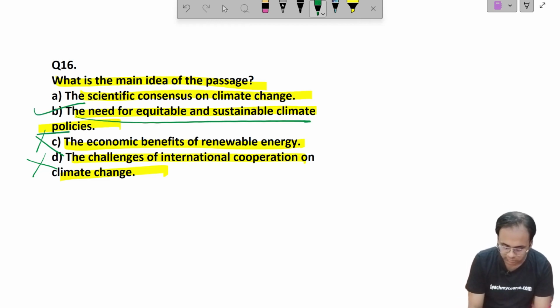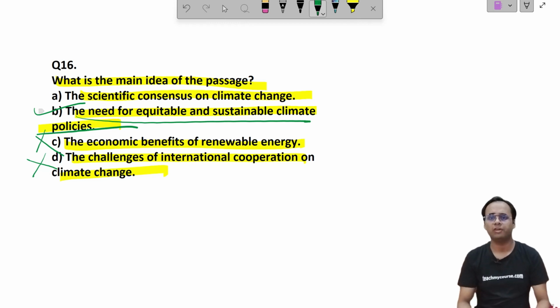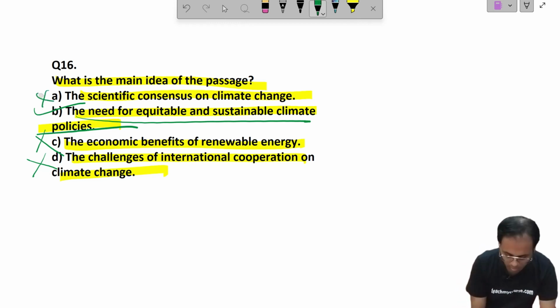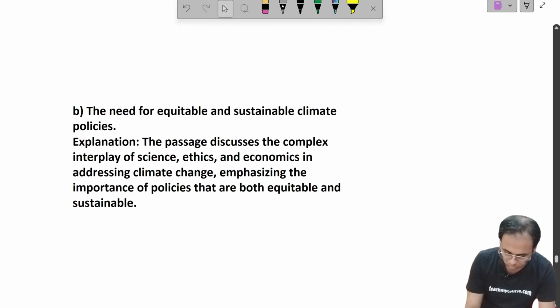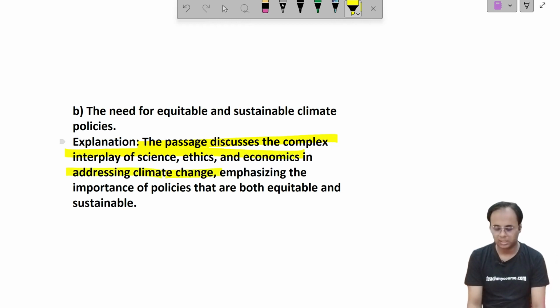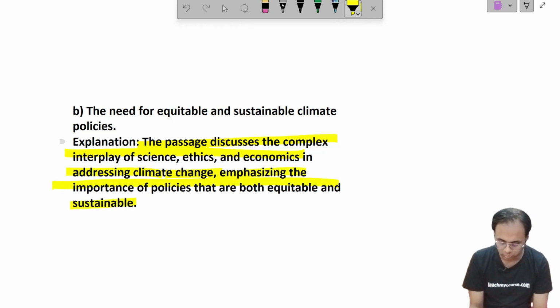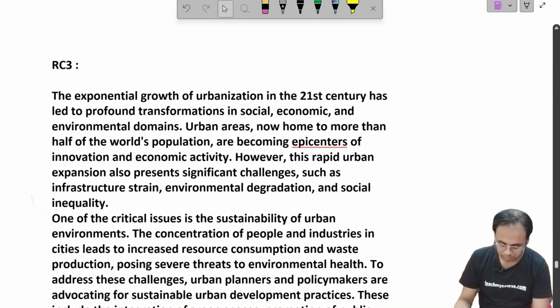The need for equitable and sustainable climate policies, because we have to adopt a policy by which everyone can benefit. So option B is the right answer here. Okay, let us see the explanation. The passage discusses the complex interplay of science, ethics and economics in addressing climate change, because in the passage we have seen all the aspects: it should be ethical, it should be sustainable, and it should be economically viable also. So it emphasizes the importance of policies that are both equitable and sustainable.